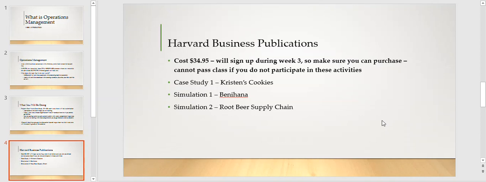You'll need a credit card or a debit card when you go online to sign up for these simulations and case studies. If you have any questions about it, let me know. But all 3 of them are very helpful in helping you really understand the operations management concepts.